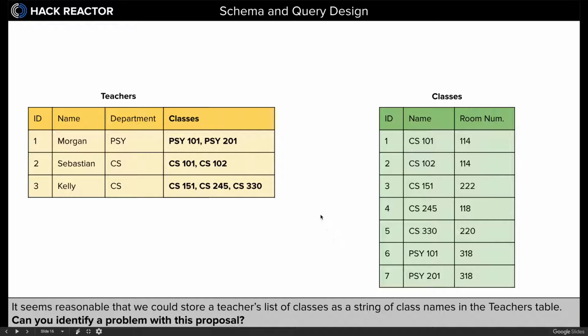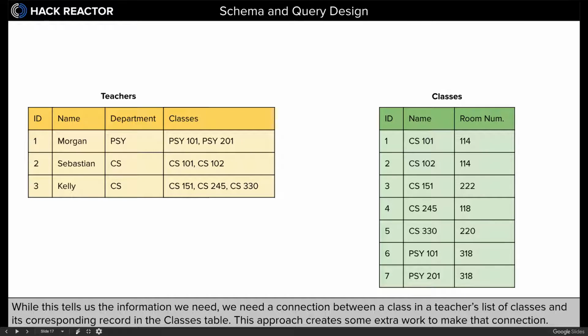Here, it's showing us a problem that we might run into where we would try to associate these teachers with the strings of the classes. The problem with this is that it can keep going on and on, and we need a connection between a class and a teacher's list of classes and its corresponding record in the classes table. So this approach creates some extra work to create that extra connection, and it can get cumbersome trying to figure out exactly which teachers have which classes. It might get very ambiguous if you had 30 teachers, you're working at a university, and all of those teachers have a ton of different classes. That would obviously get very cumbersome and hard to understand.